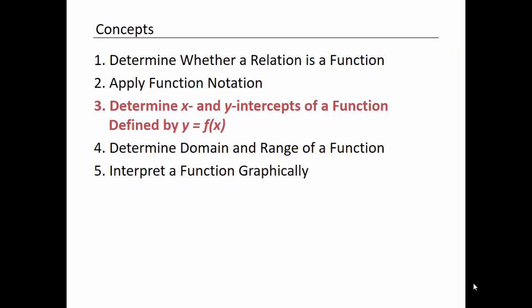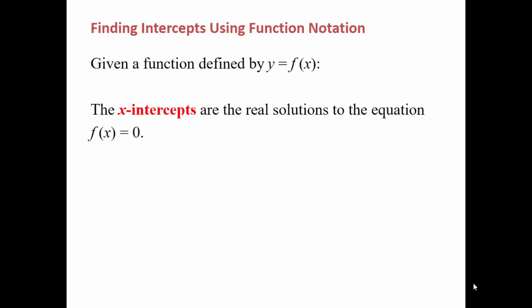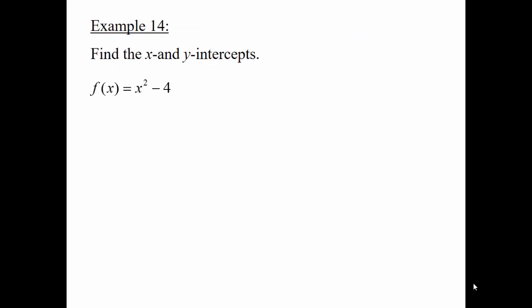Okay. Determine the x and y intercepts of a function defined by y equals f of x. So given this function, the x-intercepts are where y equals 0, f of x equals 0, and the y-intercept is given by f of 0. In other words, x is 0. So find the x and y-intercepts.